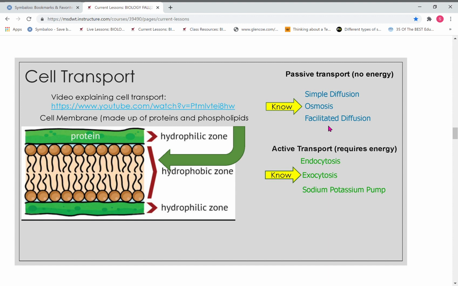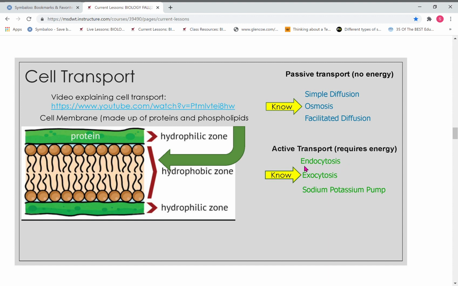Active transport, because again, these are all going from high to low. Active transport requires energy, which means they're trying to go the opposite direction than would be easy to do. So kind of like, again, going up the water slide, then going down the water slide. So there are 3 types that we're going to talk about.